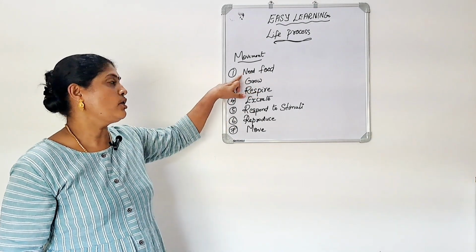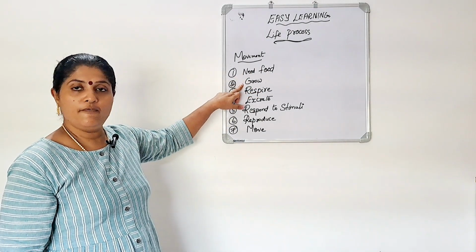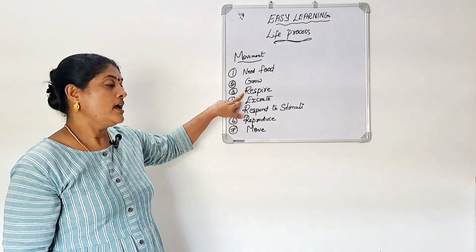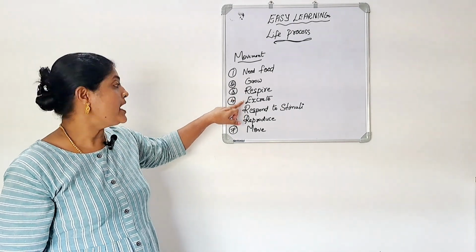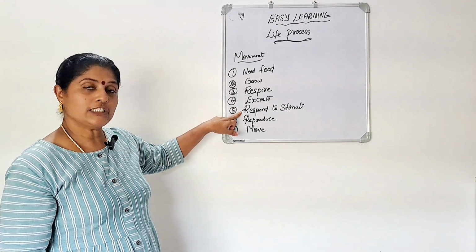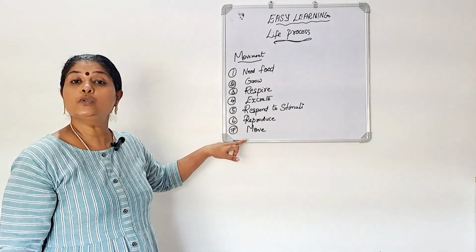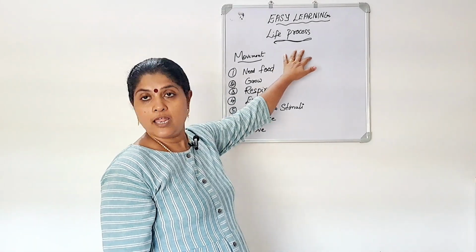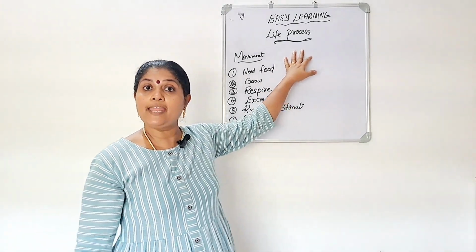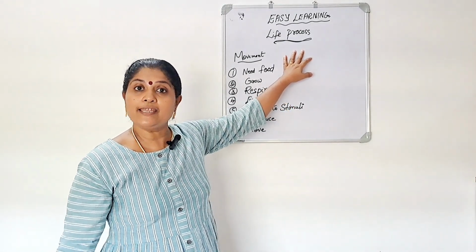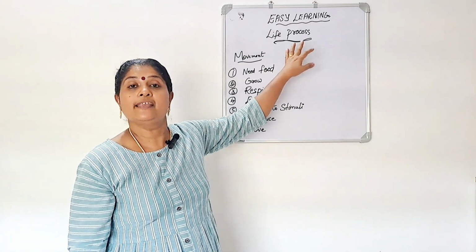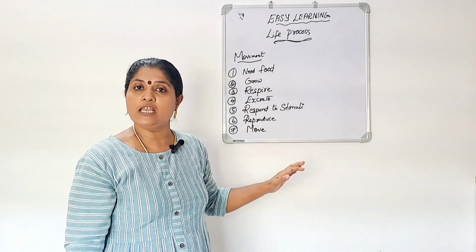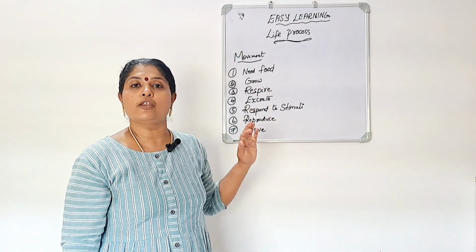That is, all living organisms need food, grow, respire, excrete, respond to stimuli, reproduce and move. So now let us move on to the life process. I have already explained the definition, but I will repeat it once again: life process means a basic function which is needed for living beings for their survival on the earth.